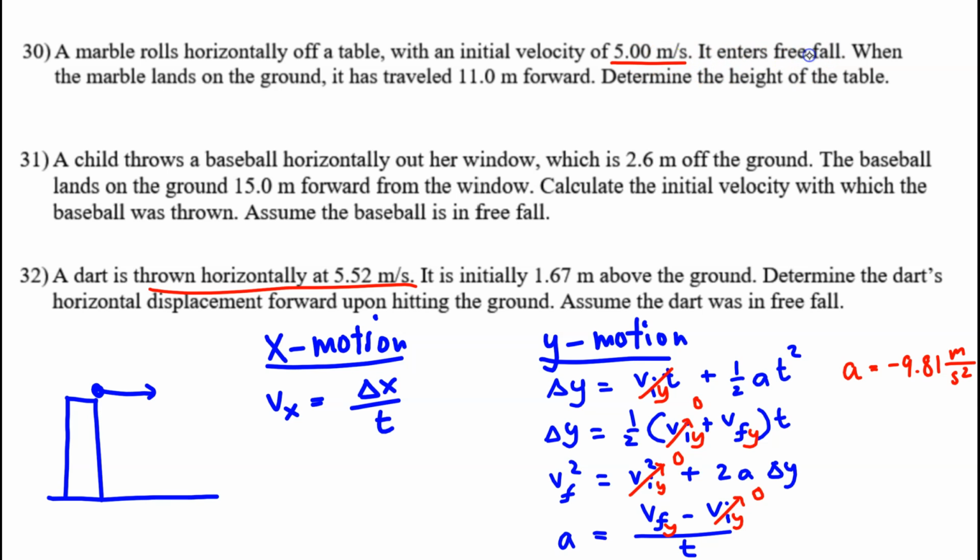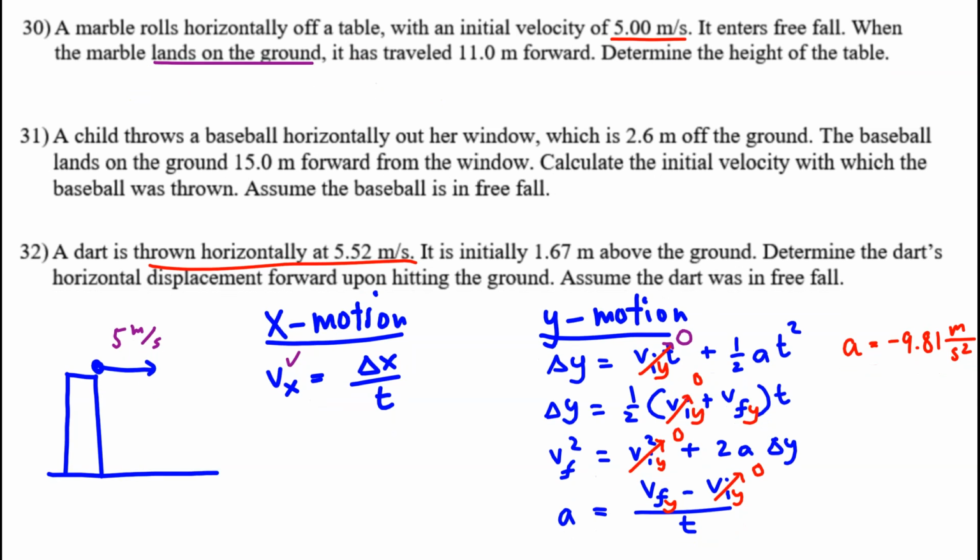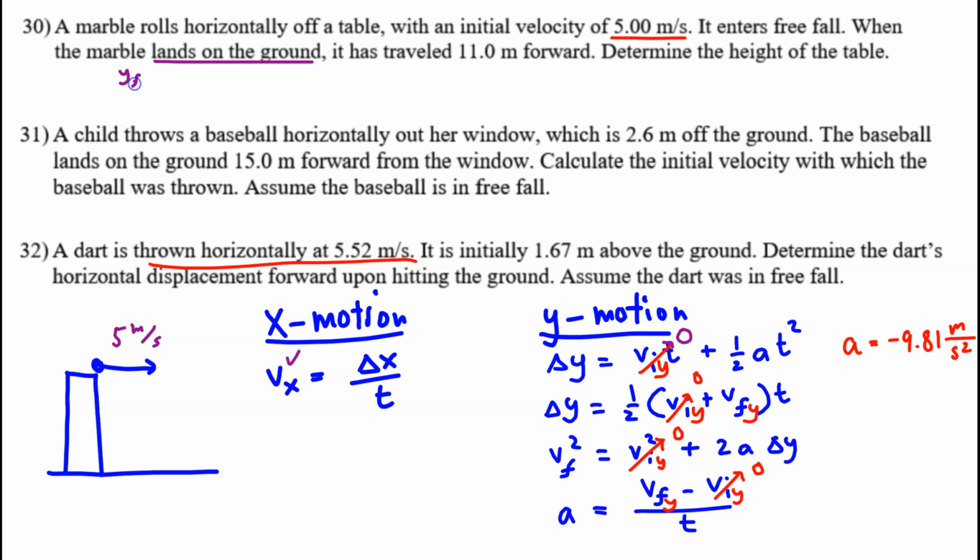Number 1 gives us a marble launched horizontally at 5 meters per second. Immediately we know Vx, it's 5, and we know viy is 0. We read on, it enters free fall. Yes, negative 9.81 meters per second squared. That's the acceleration. When the marble lands on the ground, so if it lands on the ground, then the final height, the final y position is 0. Okay, it lands on the ground.